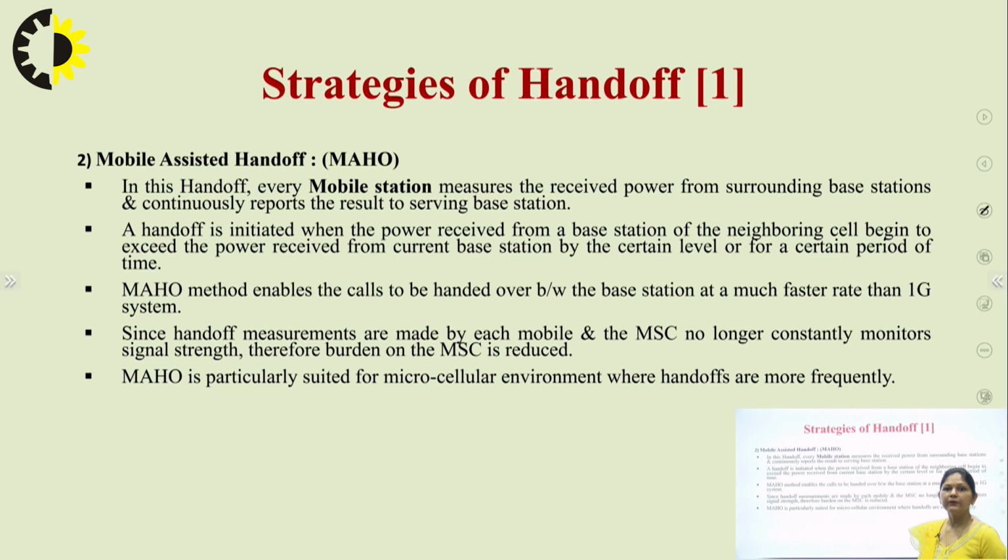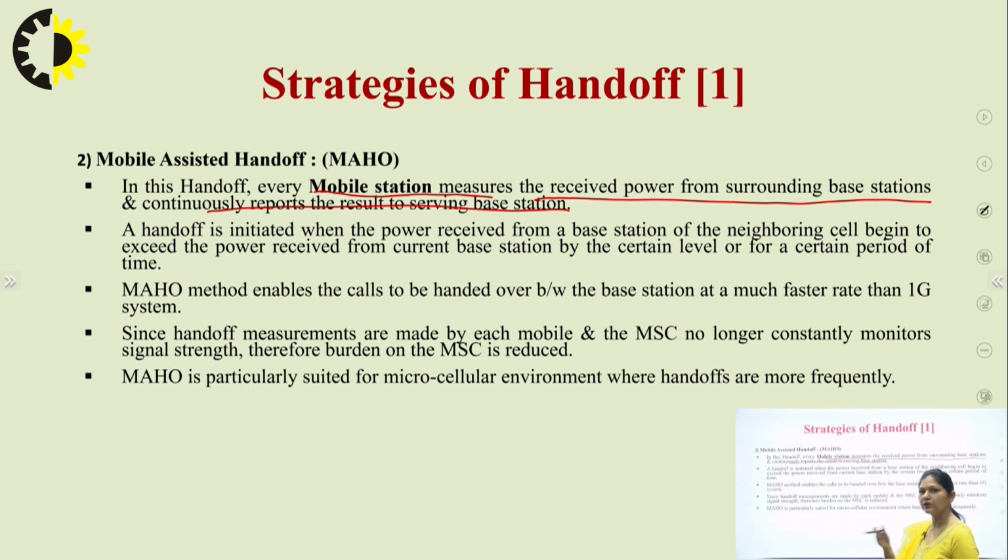Now, the second type of handoff is mobile assisted. The disadvantage of network assisted handoff is that the MSC and the base station should always be active for the purpose of handoff, and it increases the burden on the MSC and the base station. So in that case, we use mobile assisted handoff, where the handoff decision is made by the mobile station. In this handoff, every mobile station measures the received power from the surrounding base stations and continuously reports the result to the serving base station.